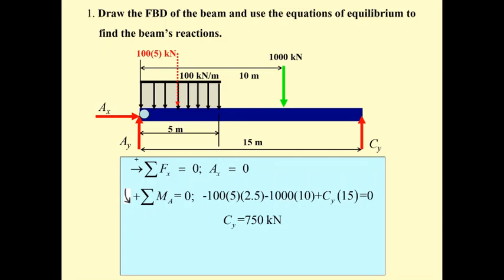750 kilonewton. The last one, we take the summation of the force in the vertical direction. The upward A sub y is positive. C sub y of 750 is also positive. And then the resultant force, the red one, is negative. The green is negative because these two are downward. And then you get A sub y of 750 kilonewton.